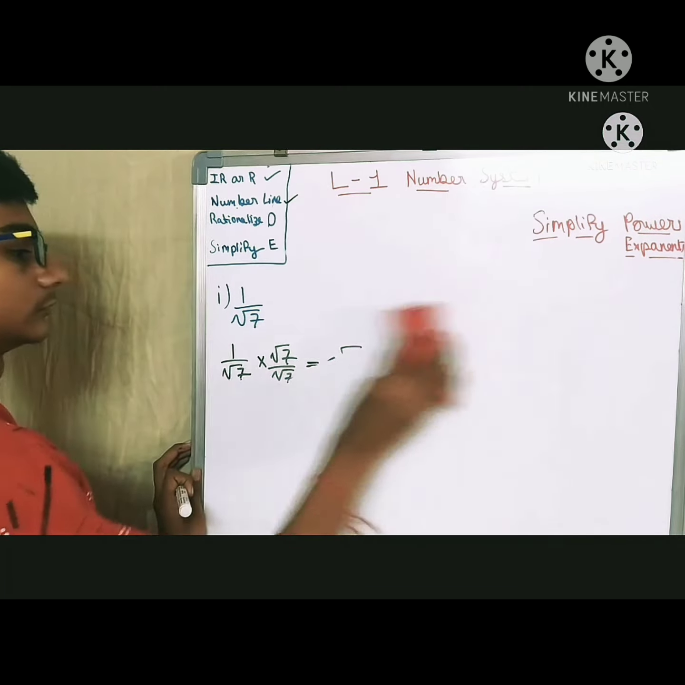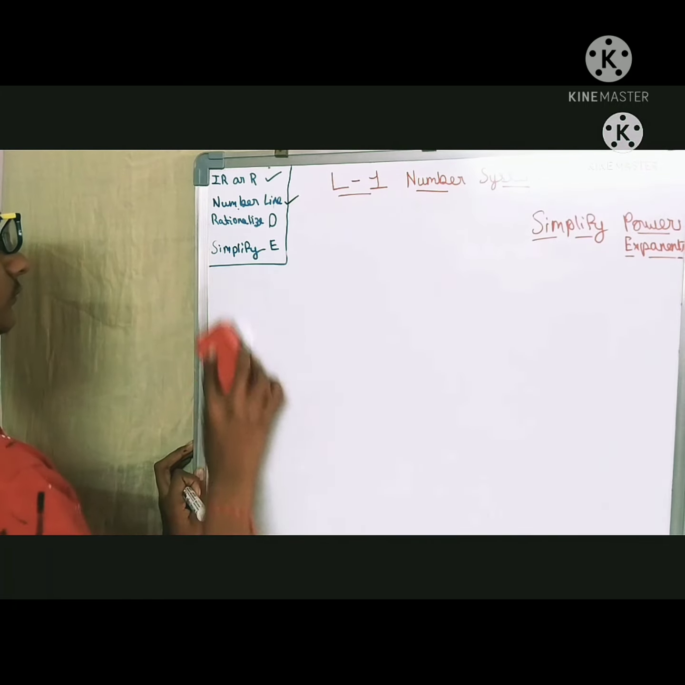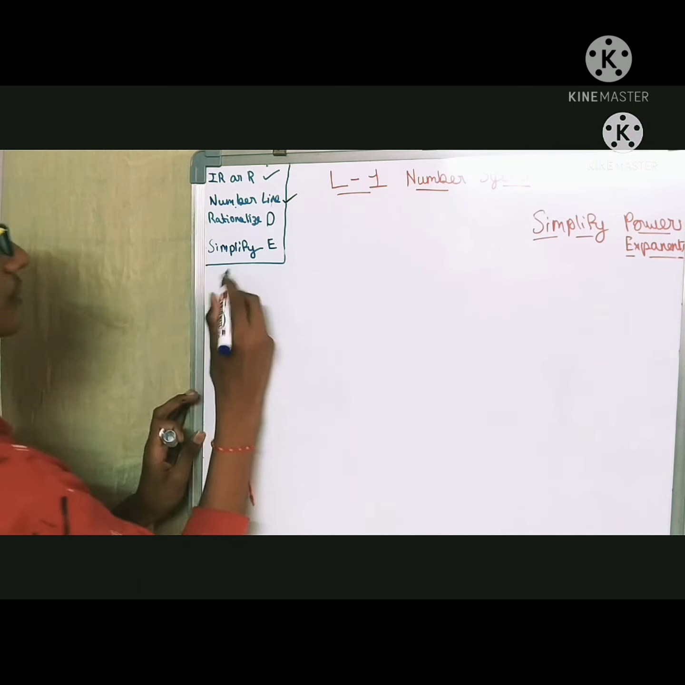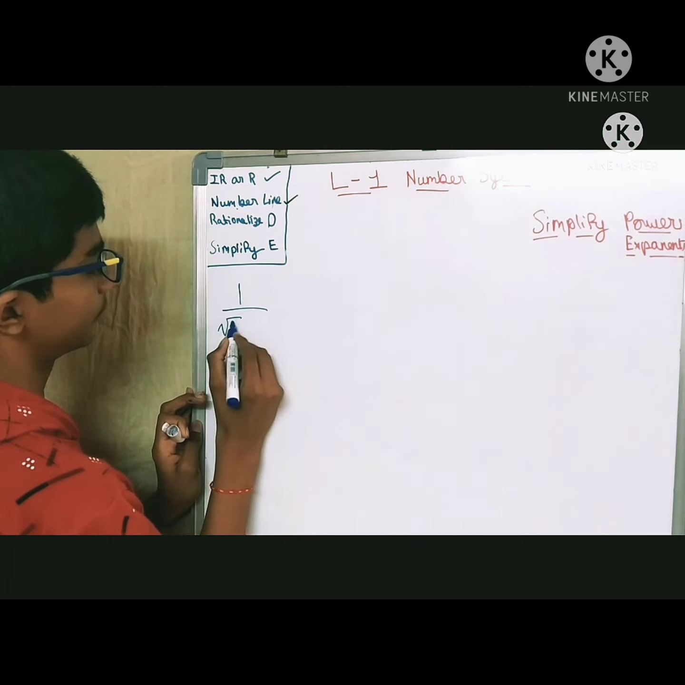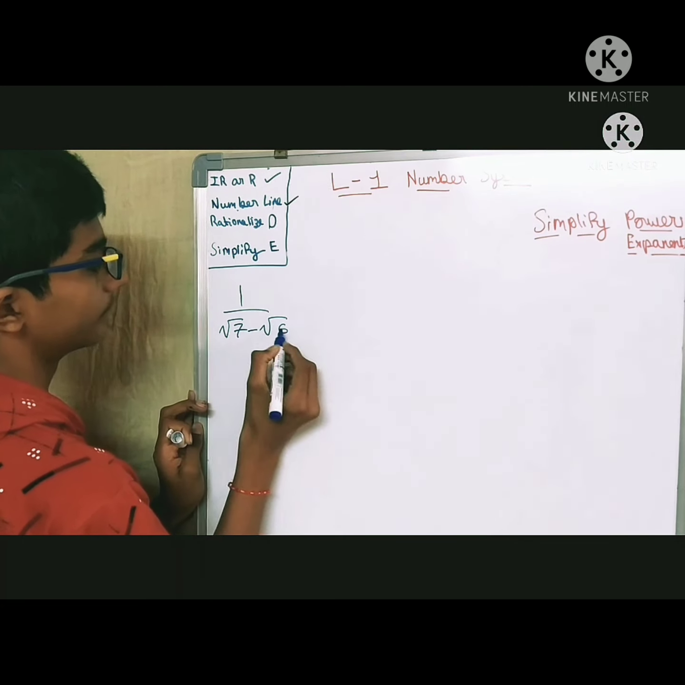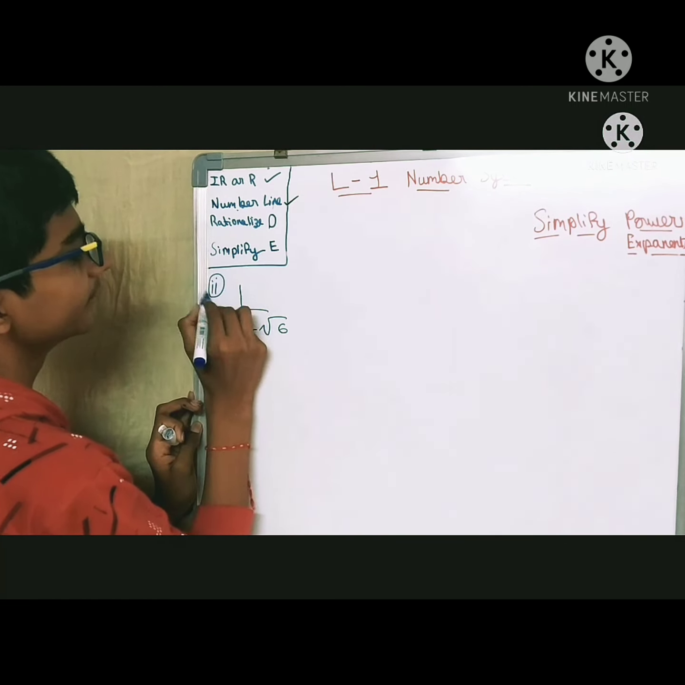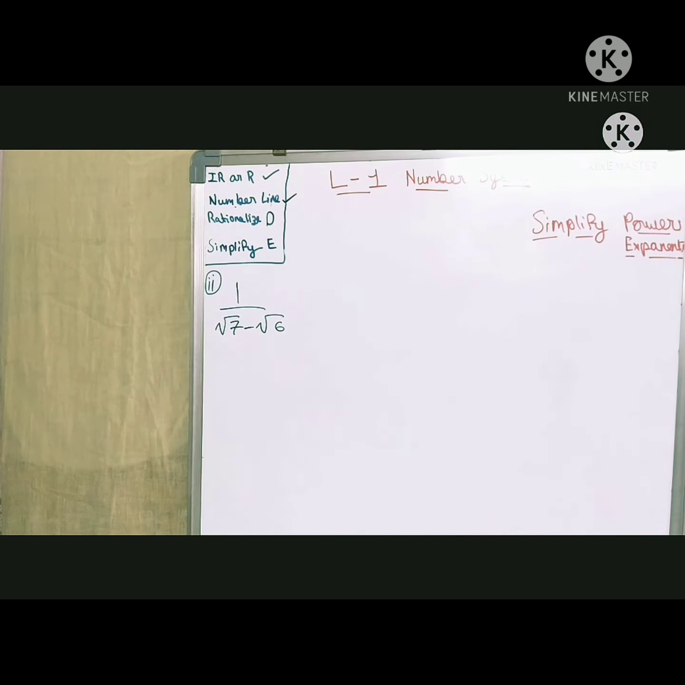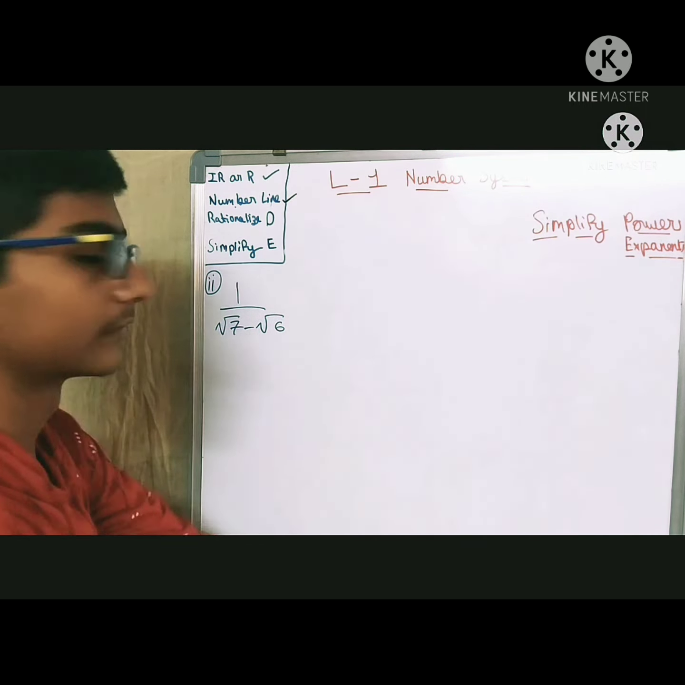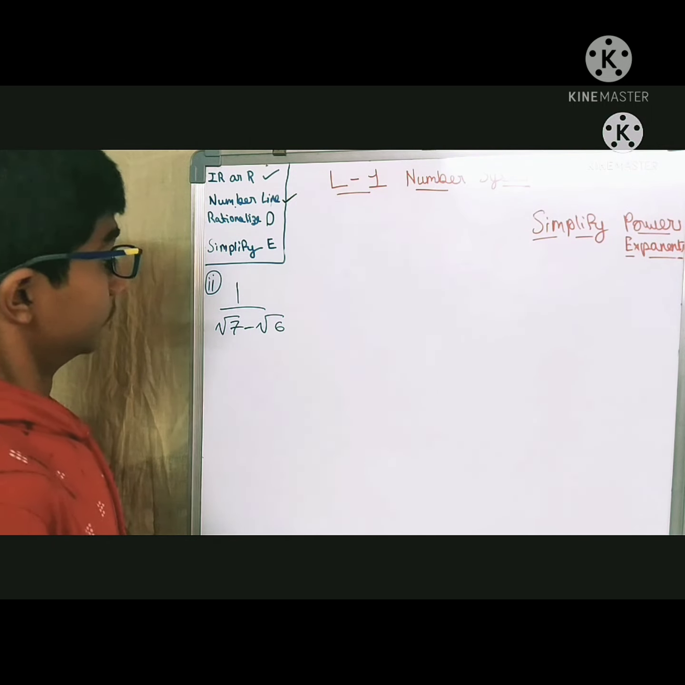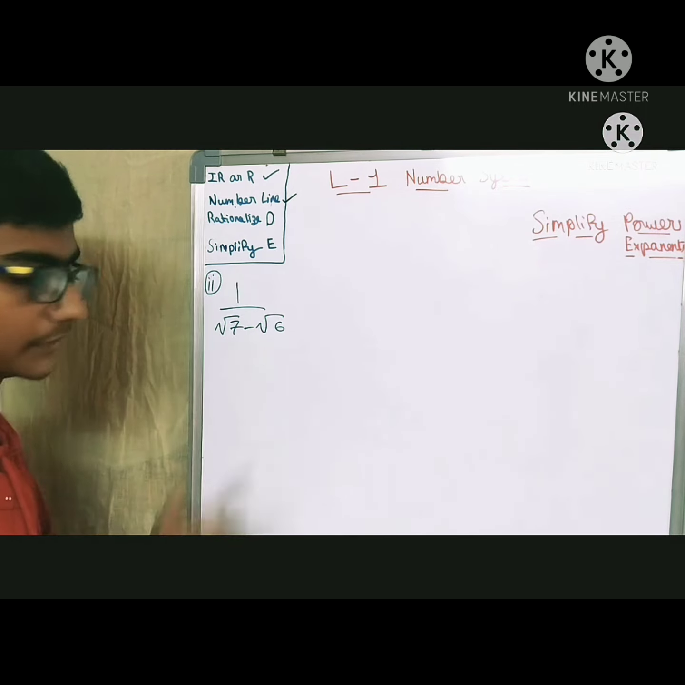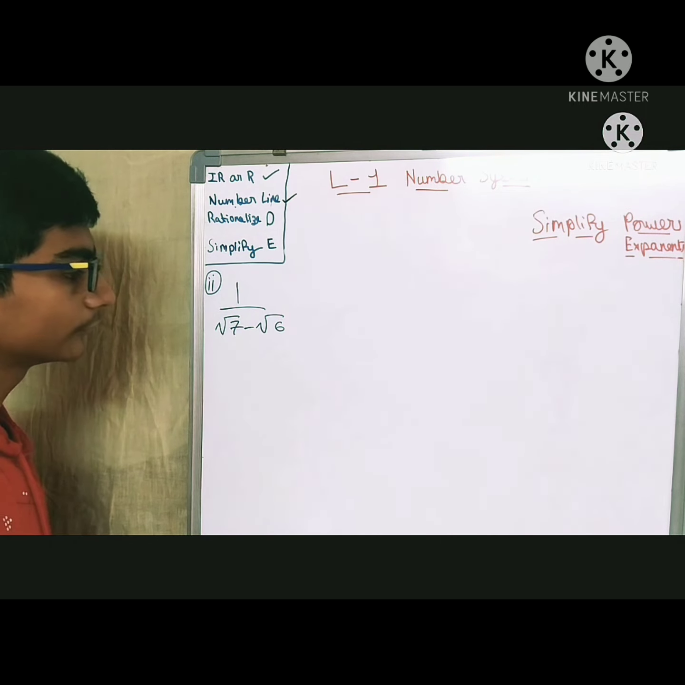Now, second question. The second question is 1 upon under root 7 minus under root 6. So now, there are two terms given in the denominator. So what are you going to do now?